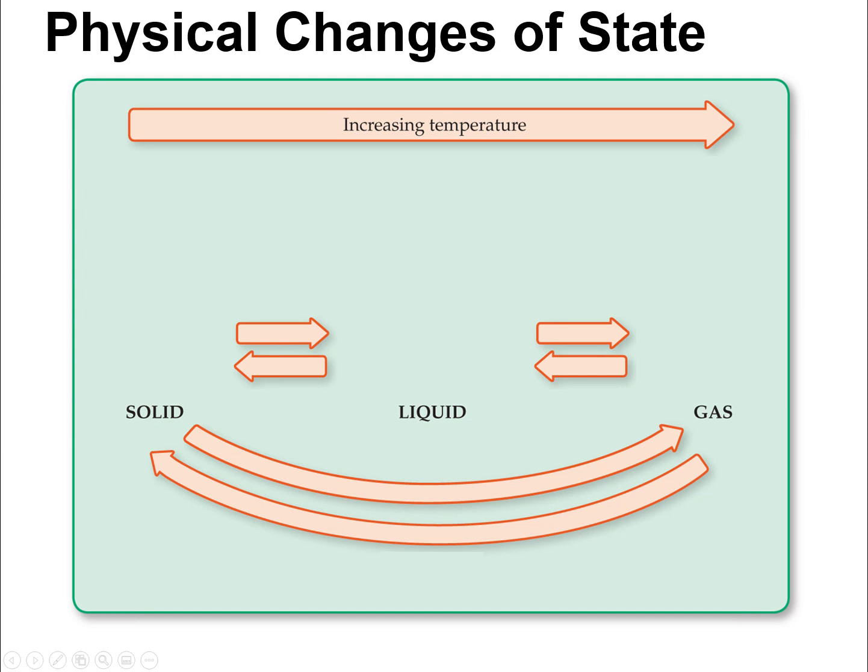So that was the states of matter. Now we need to talk about how we can change from one state to another. So that's a physical change of state. There's terms that we use when we talk about going from a solid to a liquid, liquid to a gas, and the reverse. Most of these terms you already know.